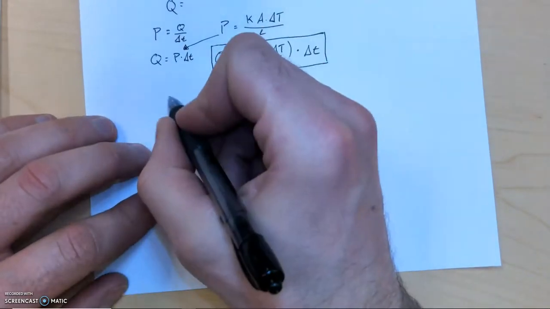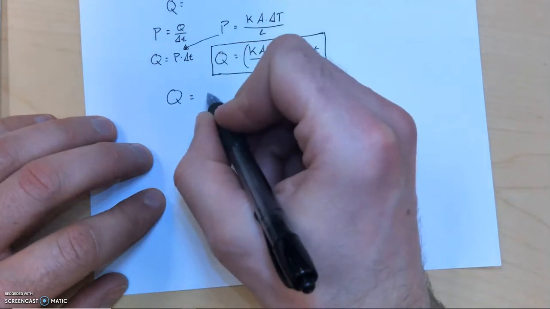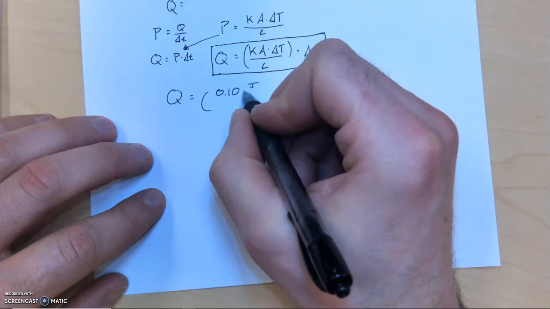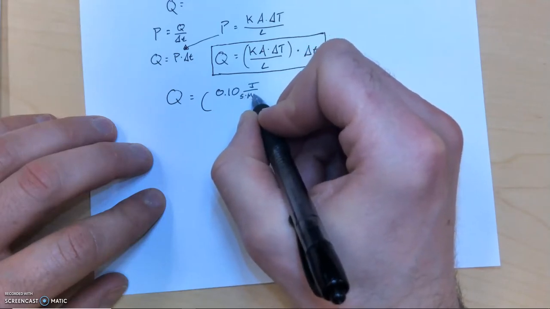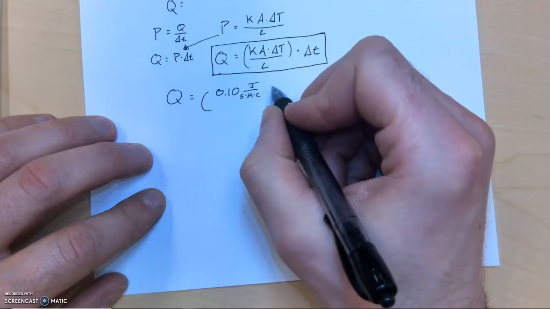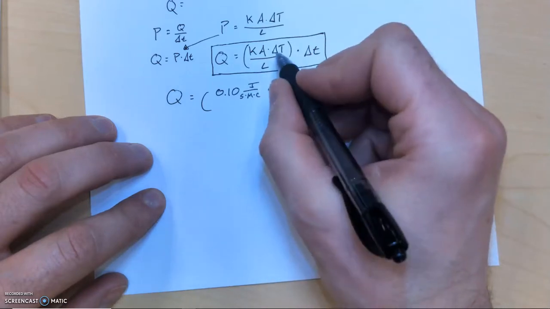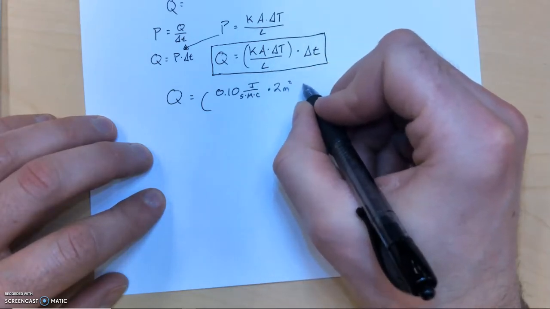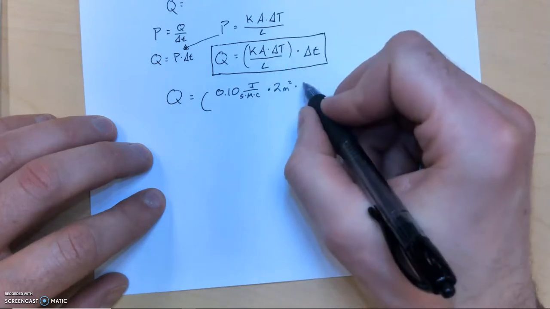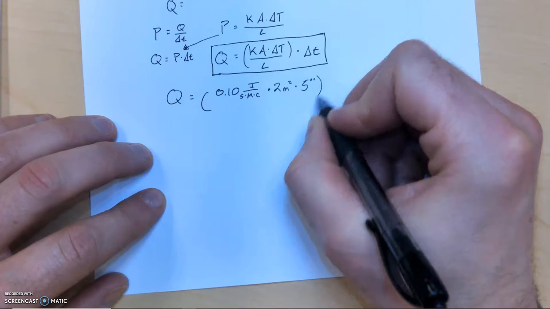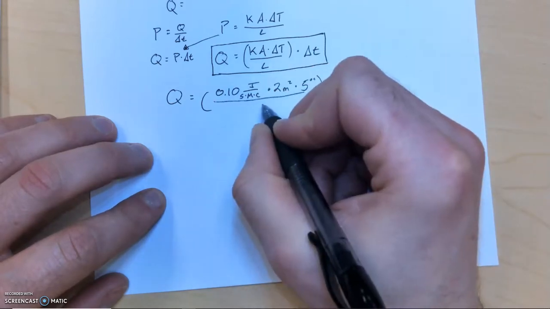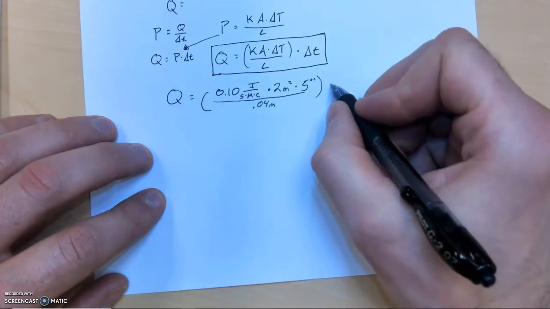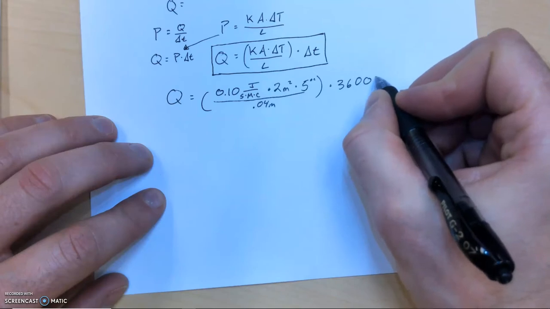All right, so Q is going to equal 0.10 joules, seconds, meters, Celsius, times the area, which is 2 meters cubed, times the temperature difference, which is 5 degrees Celsius. All of that gets put over the thickness of the material, 0.4 meters. This whole shebang is going to get multiplied by 3,600 seconds.